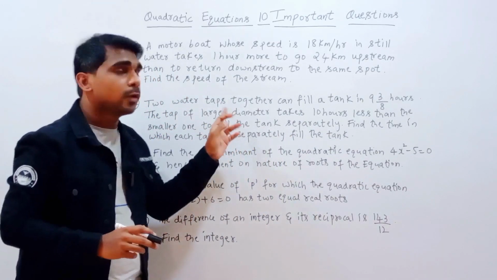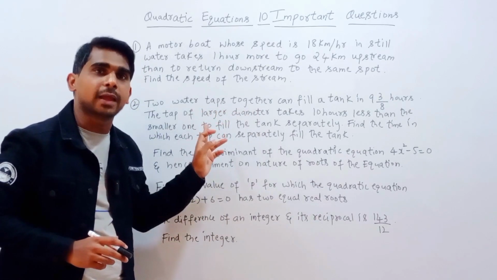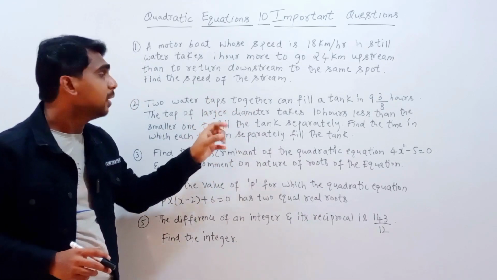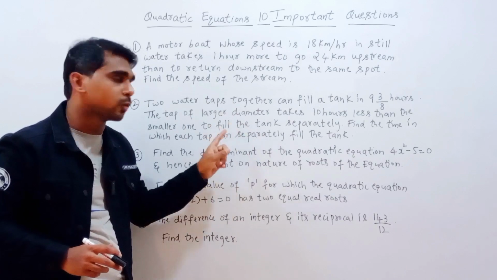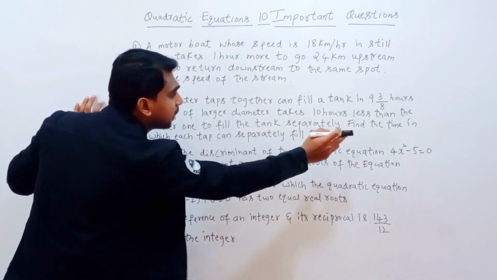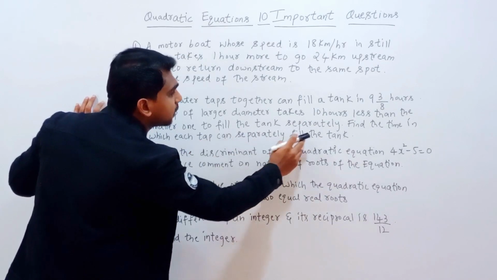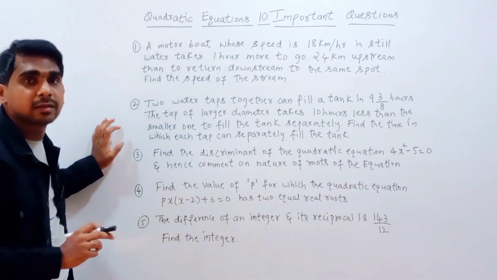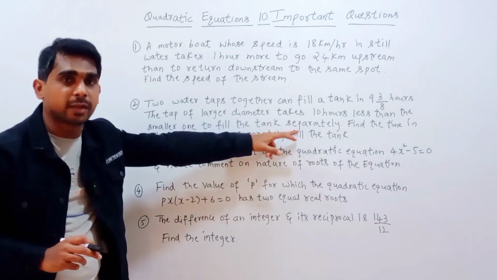Here, if we use the formula work is equal to 1 by time, then we will find one quadratic equation. Then if you solve this, you can find the time in which each tap can separately fill the tank. This question is asked for 5 marks.